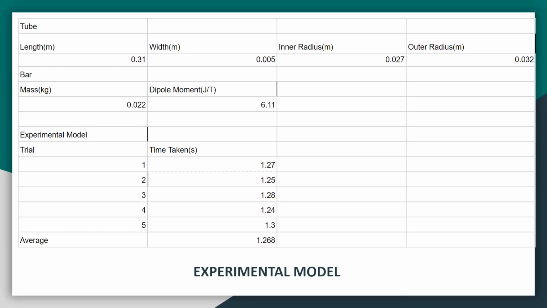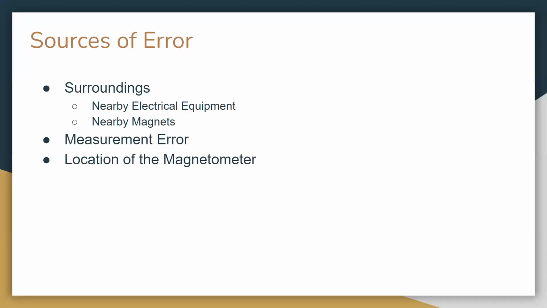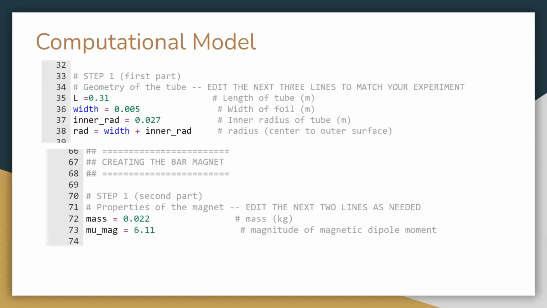What happens to the magnet and how does it compare to a magnet falling in free space? The magnet appears to float in the tube, and therefore it falls much more slowly than it would in free space. This is because the aluminum foil exerts an upward force to oppose the change in flux. Some of the sources of error might be the surroundings, measurement error, as well as the location of the magnetometer.